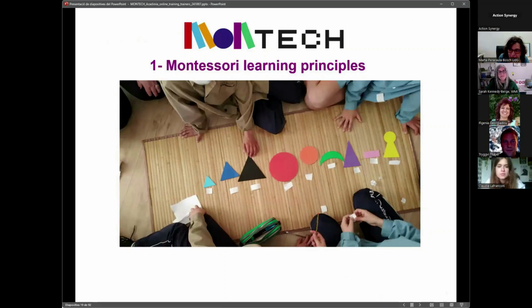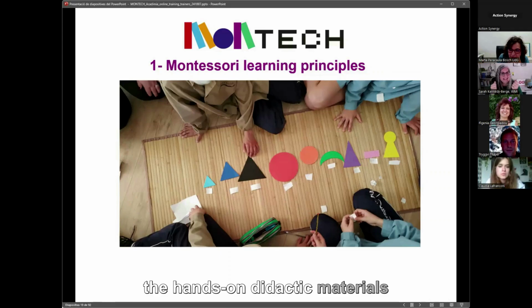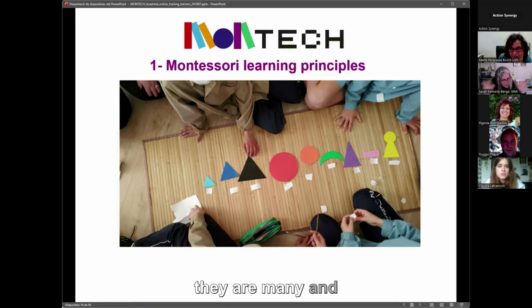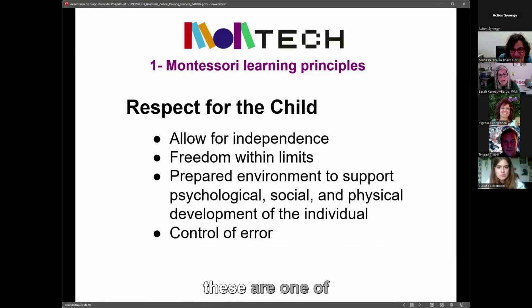One of the most well-known principles of the Montessori method, the most obvious one, the most visual one that you can see, is the hands-on didactic materials for learning. And they are many and very diverse, but also encompassing all parts of the curriculum for all the ages. So it's rather ambitious of us to try to tell you all about them in this session. However, these are one of the things that we really wanted to focus on.